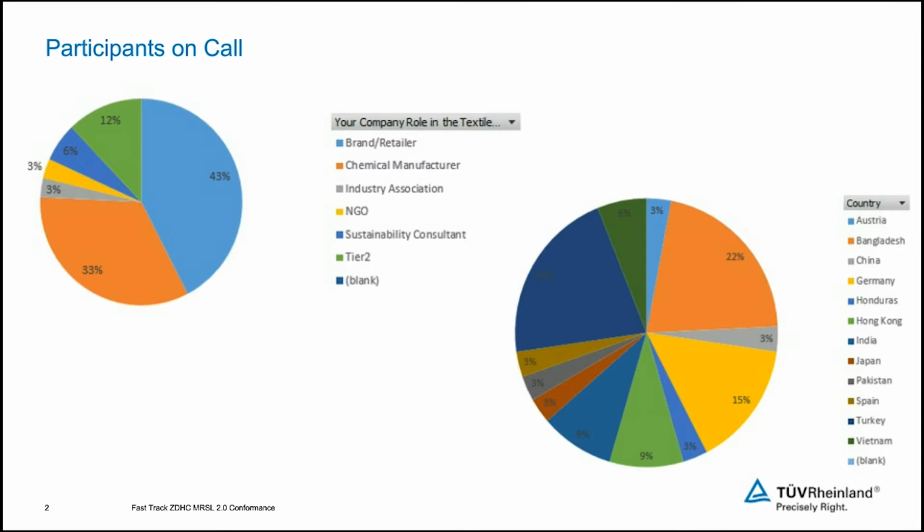With the chart on the right, we see that we have the privilege of having participants from multiple regions. So, konnichiwa, ni hao, xin chao, namaste, salam, merhaba, and guten morgen.